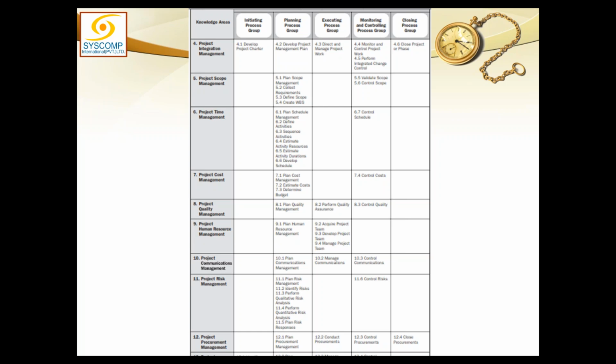Okay, let's forget about the knowledge areas for now. Just look at the columns. Initiation. Look at the column of initiation. What are the processes given underneath it? Is it readable to you?